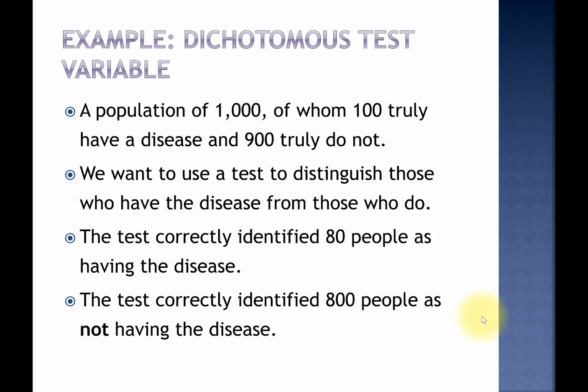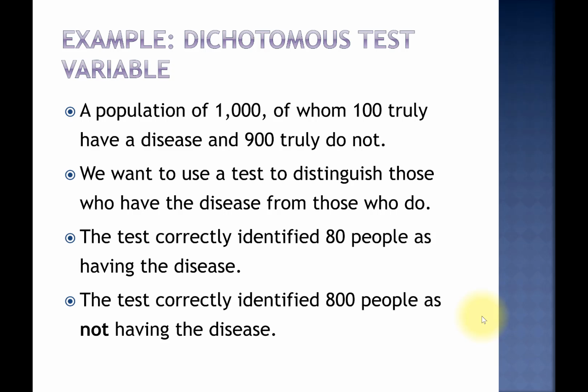Now let's see an example and try to make sense of those two terms. Read the description that you see right here. And let's go ahead and draw a 2x2 table and start filling out what we know. So here it says you have a population of 1,000, of whom 100 truly have the disease and 900 truly do not have the disease. So that refers to your disease status.